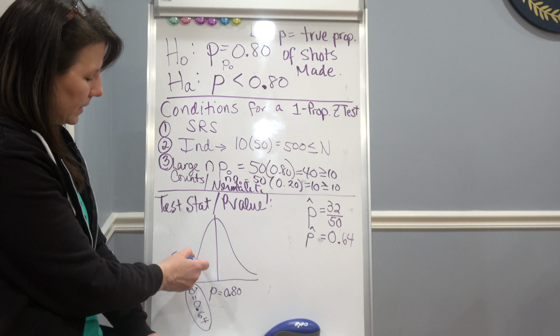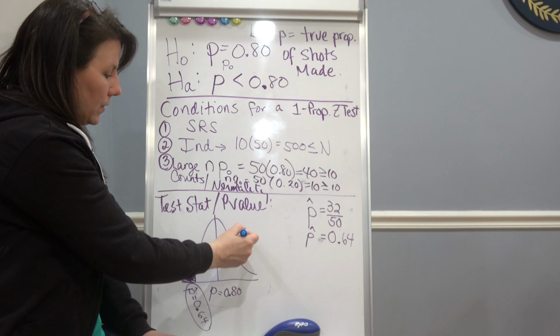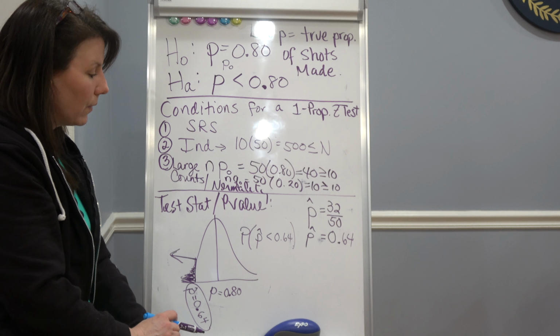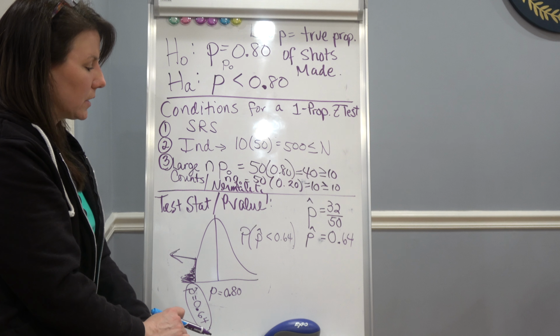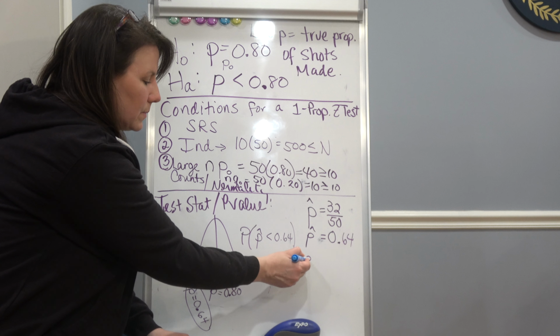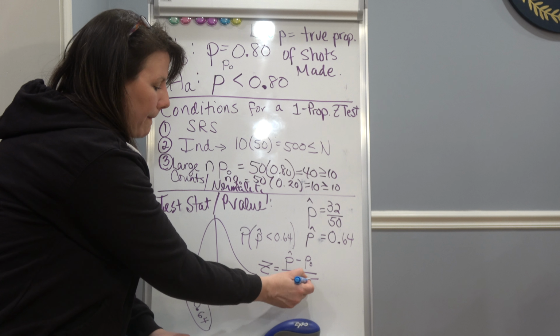So the probability, and we're going to the left because it's a less than test, the probability that p hat is less than 0.64 is the p-value. So we're going to actually find the p-value on the graphing calculator, but what the graphing calculator is doing is getting the z-score, which is based on p hat minus p naught divided by the standard deviation.